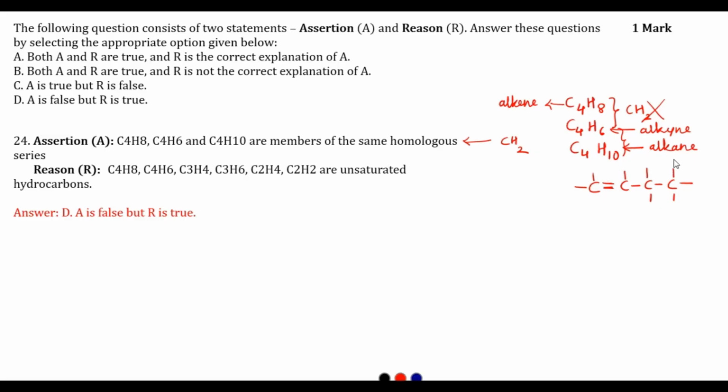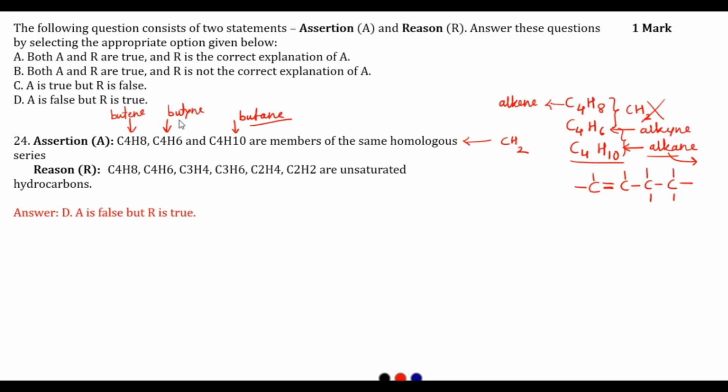Alkane is the member of the alkane homologous series. Alkane is nothing but what? This is butane. So here I will write: this is butane, and this is butene, and this is butyne. I hope you know how to label and name these all. So butane is a member of the alkane homologous series here.